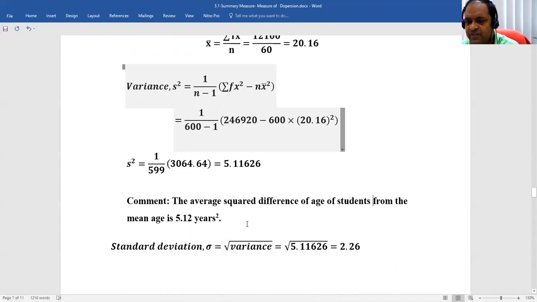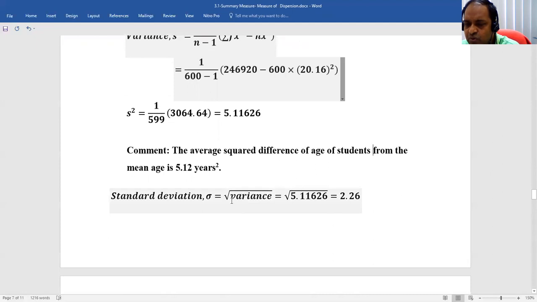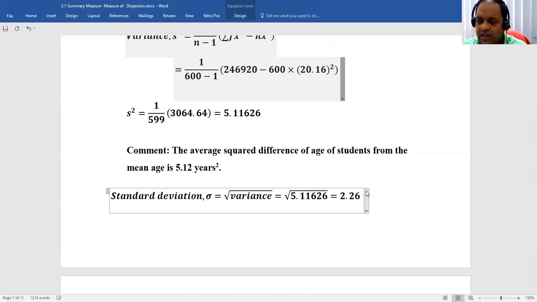This is the absolute difference. So let us calculate the standard deviation. Just take the root of the variance. You got the variance 5.11626 and you will get 2.26. You can write it in years, okay? Because directly you can write in years. So we got the standard deviation 2.26 years.